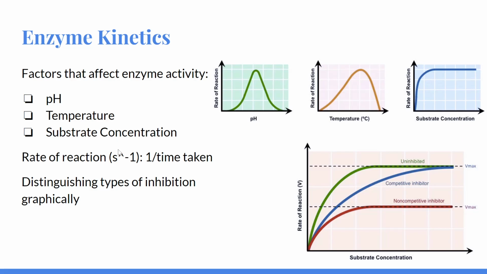So you have to note what the rate of reaction is. It's just s to the -1, which is 1 divided by the time taken. And you also have to be able to distinguish the types of inhibition on a graph. I've seen past paper questions similar to this, where you have to infer what type of inhibition or what type of reaction it is based on the curve they give you on a graph. So I would know that.